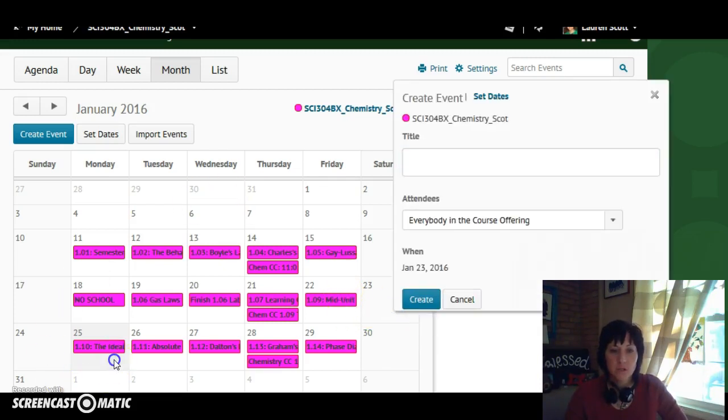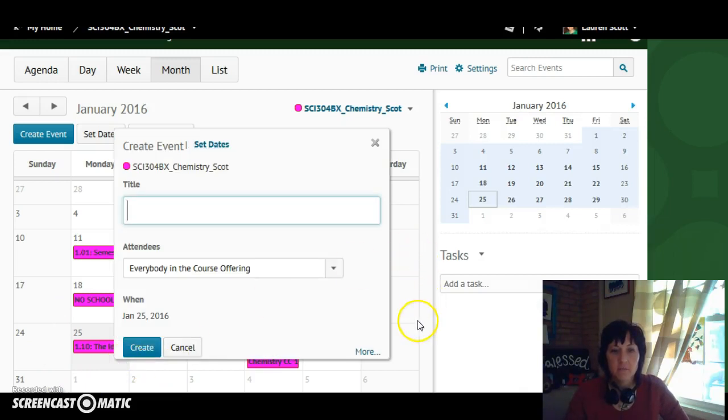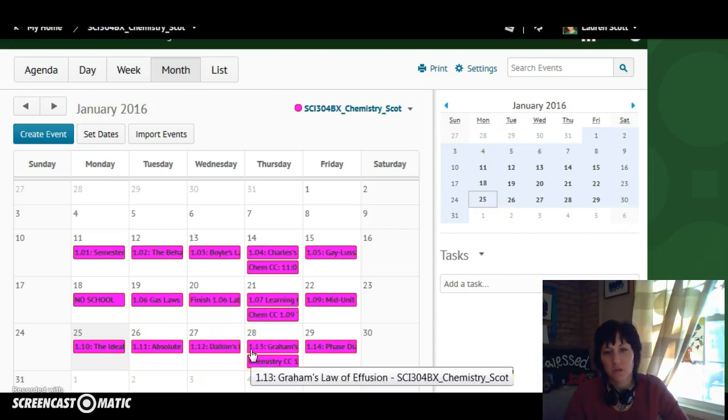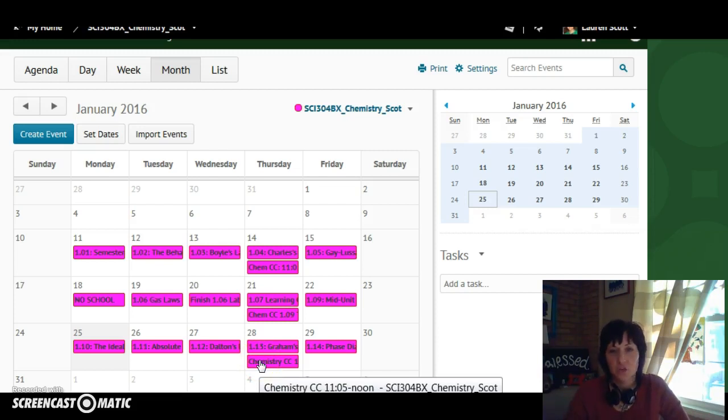So now we're starting the second half of the unit. Here we're talking about ideal gas law, which has to do with some of the previous stuff, and there's a lot of math in this unit. And then we talk about absolute zero, and then we get into Dalton's law, partial pressure, and Graham's diffusion. And we are having a CC on Thursday, and we're going to talk about these two concepts.